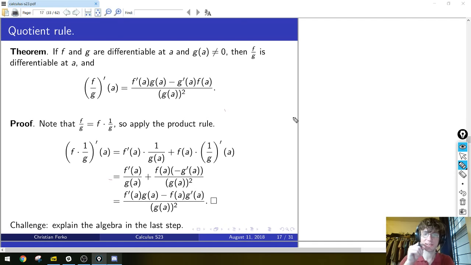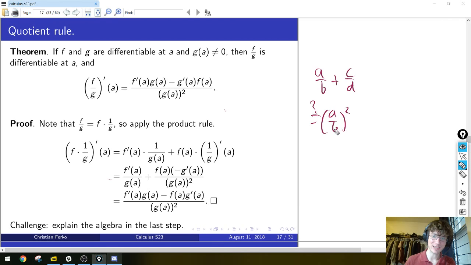Maybe I should ask for clarification. What do you mean by squaring? Put the top and bottom to the power of 2. So is that an algebraically allowed step? If we're adding up two fractions, a over b plus c over d, are we allowed? Yeah, we can't just square stuff in general. That's not going to be the same.